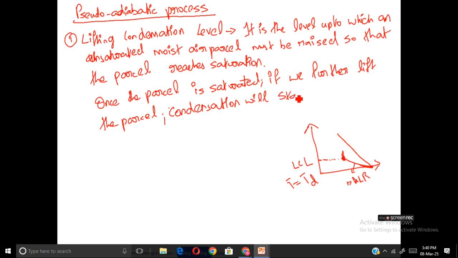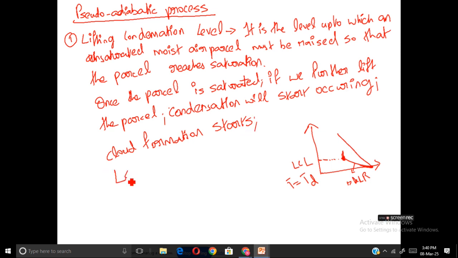Condensation will start. So at the LCL, the parcel has already reached saturation. Now if we further lift the parcel, the temperature of the parcel will be further reduced. It can no longer hold the amount of water vapor that it already has, so it will start condensing. Once it starts condensing, water will be formed. So we can say cloud formation starts. LCL is generally considered as the base of the cloud.